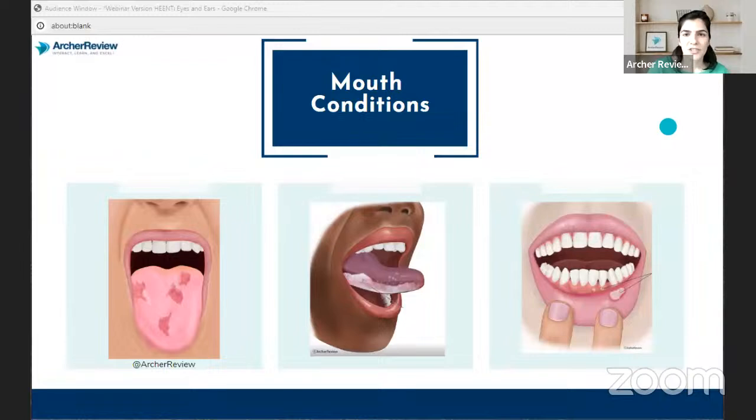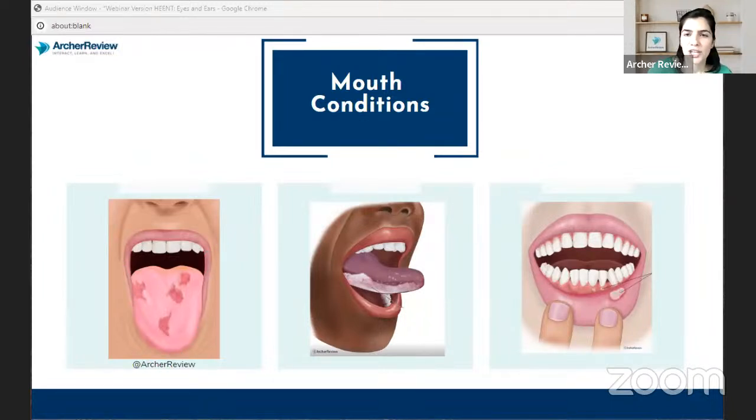So mouth conditions. Your patient comes in and this is what their tongue looks like. What do you think that is? It looks pretty scary, right? So what do you think that is? It's asymptomatic. Maybe the patient has mild discomfort, but you see these patterns on their tongue.